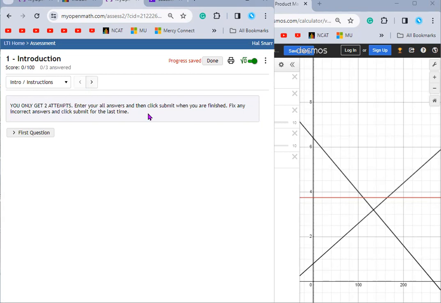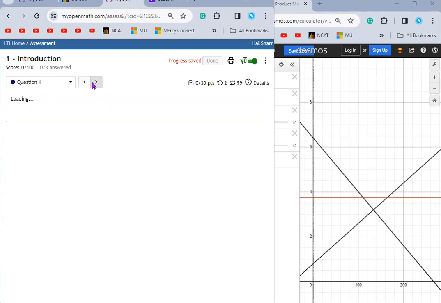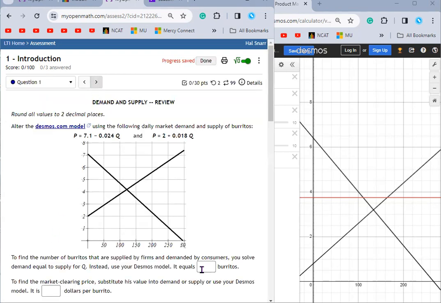Now you want to read this very carefully. You get 2 attempts per answer box, right? So in this attempt with this model, you get 2 attempts for that box.